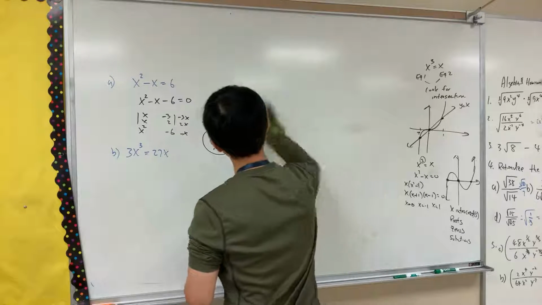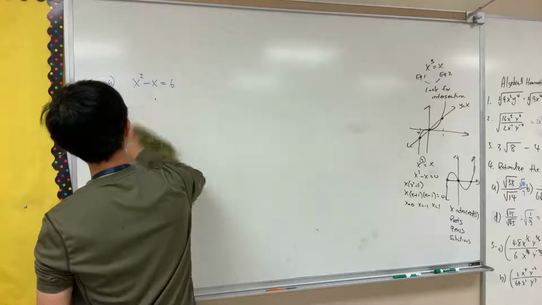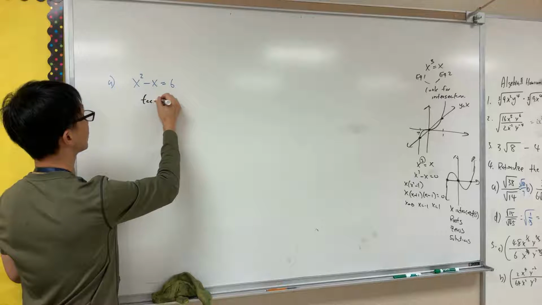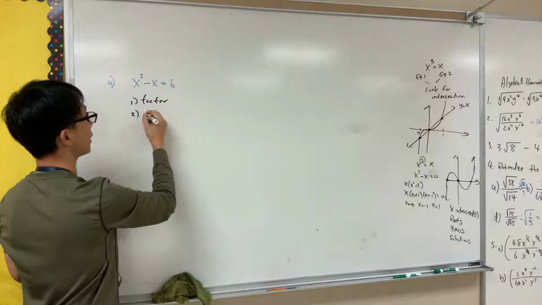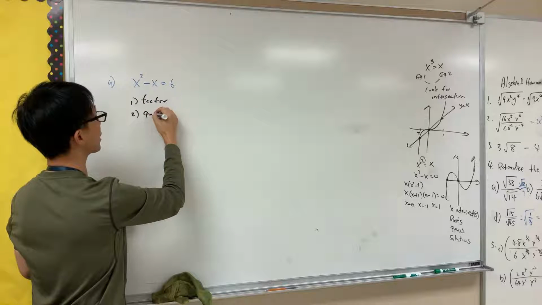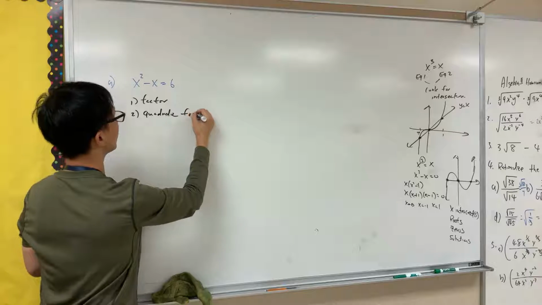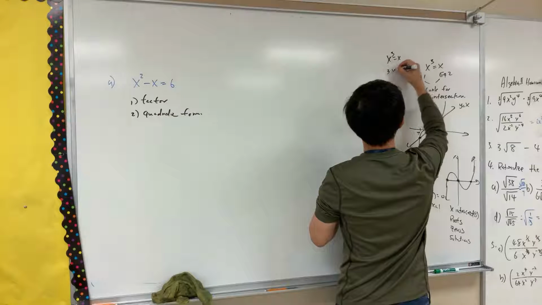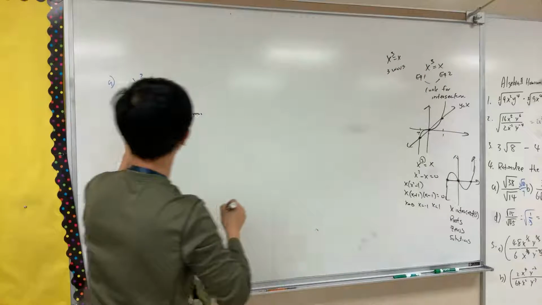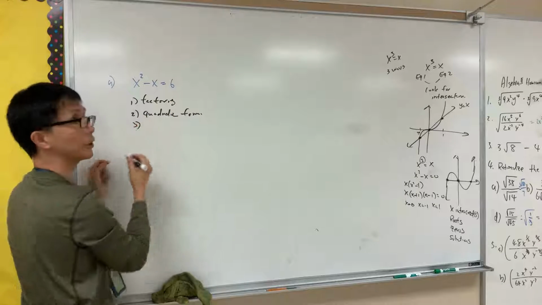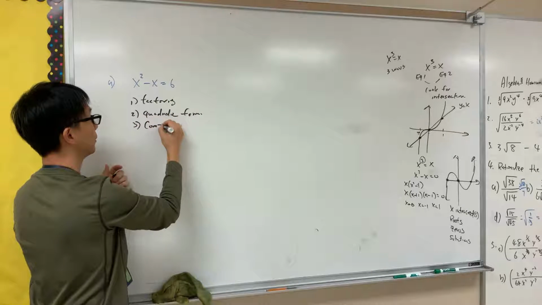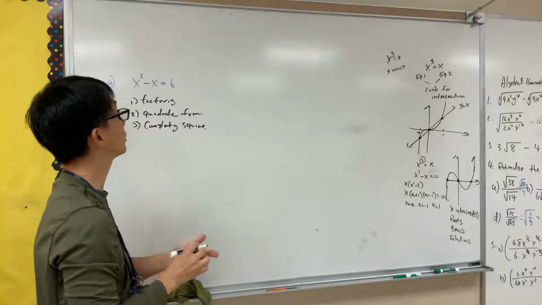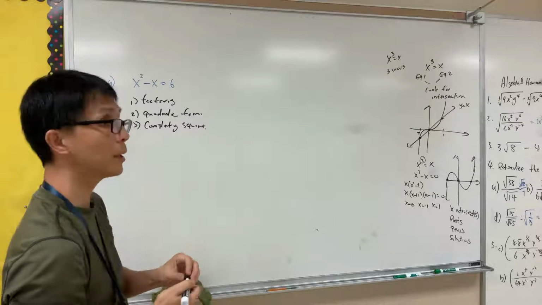Set the equation equal to 0, factor it, and solve it. But how many ways are there to solve this problem? 3 ways. What are those 3 ways? Factoring. The second way is, since this is a quadratic, you can use the quadratic formula. So x cubed equal to x has 3 ways, right? Factoring, quadratic formula, and the third way is going to be completing the square. So there are 3 ways to solve this quadratic.